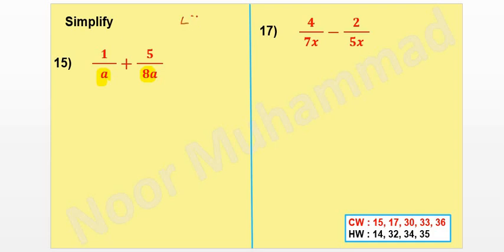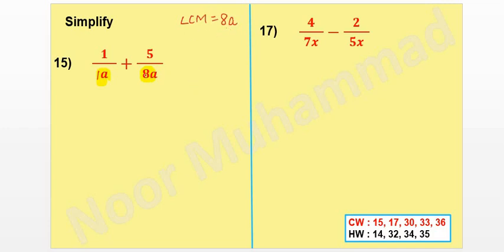So the LCM will be, because this one does not have 8 and this one has 8, so the greatest factor is 8. I have to take the one that comes with the greatest power. This one has 1 here and this one has 8, so 8 will be the LCM. A and A both are the same, so A will be the LCM. Now clearly 8a is the LCM.